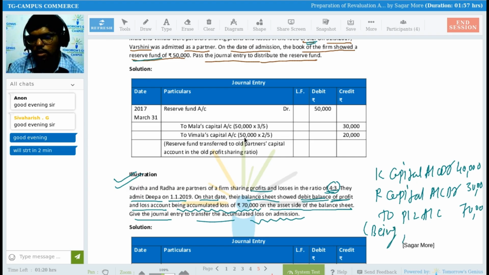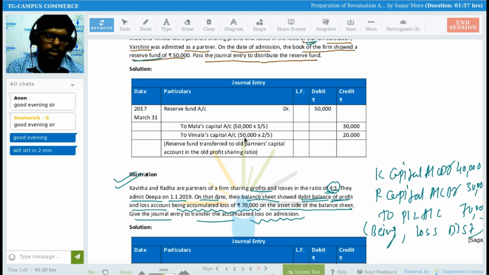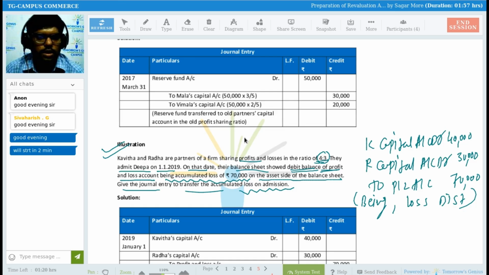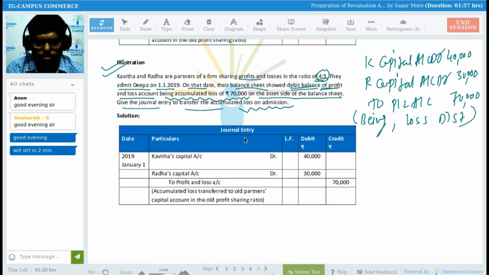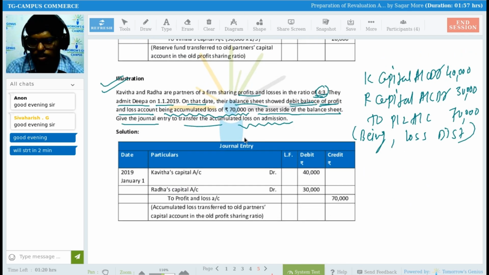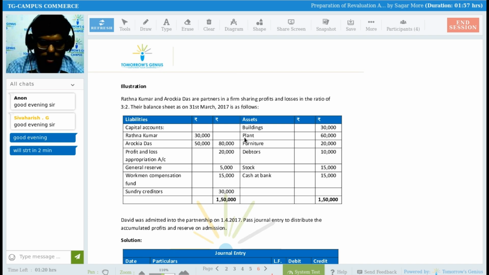Being loss distributed, right? Understood, everyone? Any doubt in this, Sadhana, Shivarish? Okay.